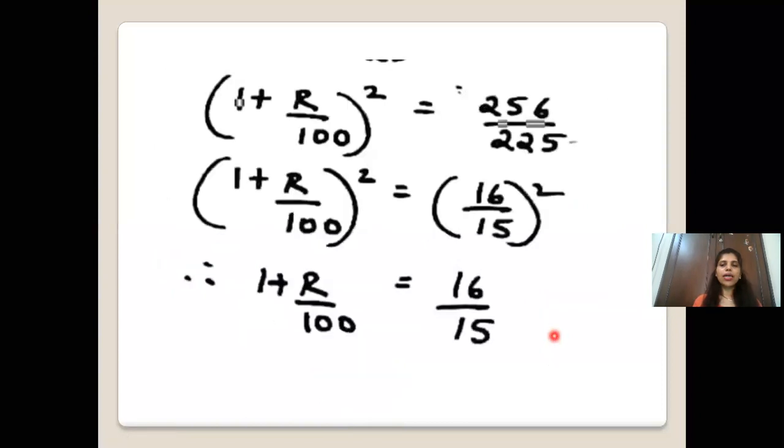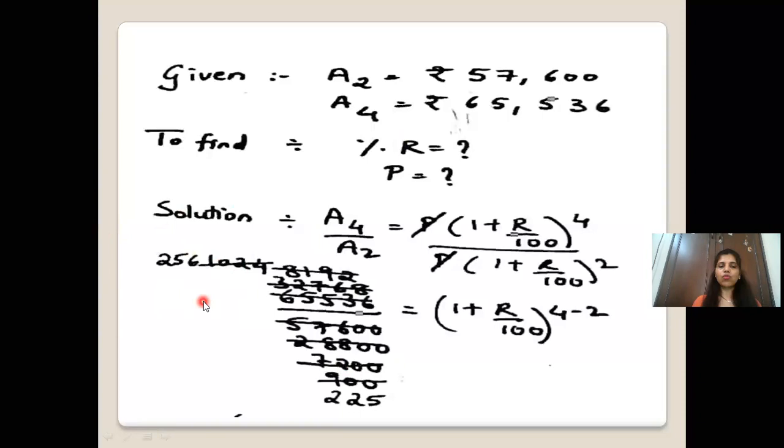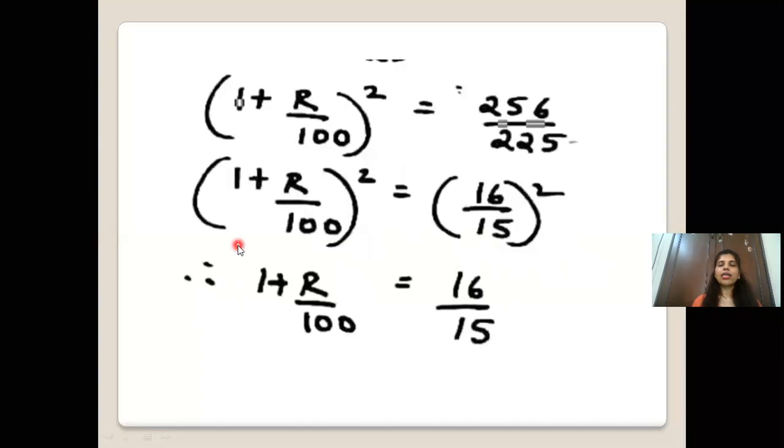Now once you have got that, as you know, this is the final answer after dividing. You cannot divide these numbers further now: 256 upon 225. And on the left side, I have taken the right thing on the left and the left on the right. So (1 plus r upon 100) raised to 2 is equal to 256 upon 225.